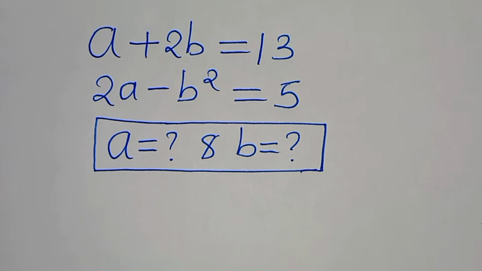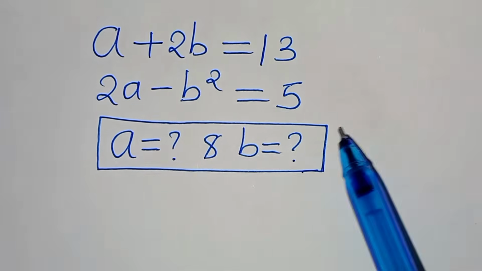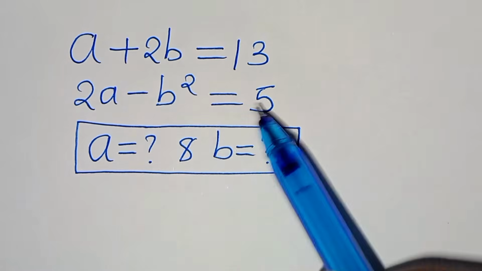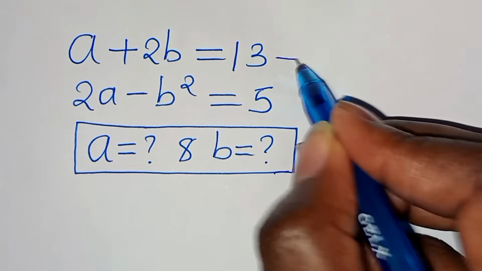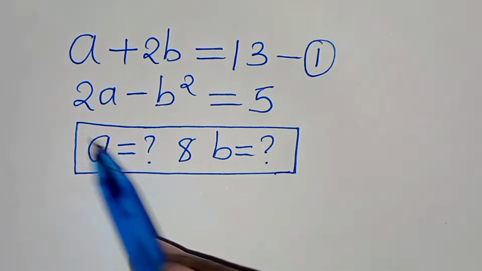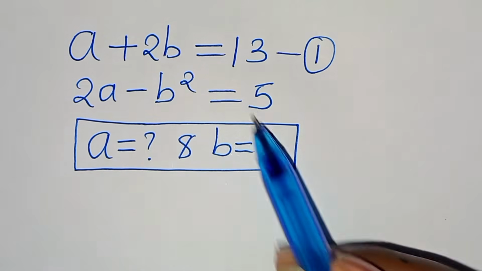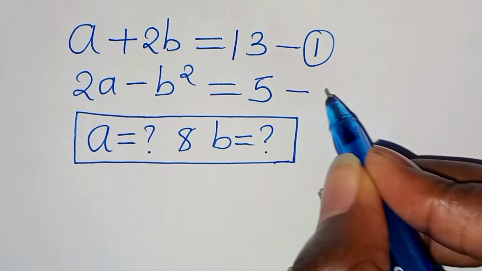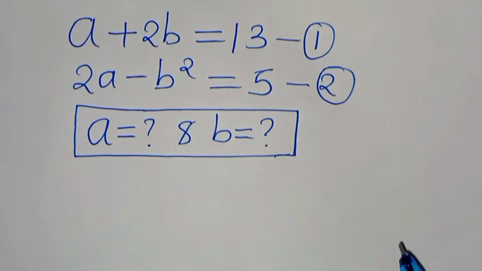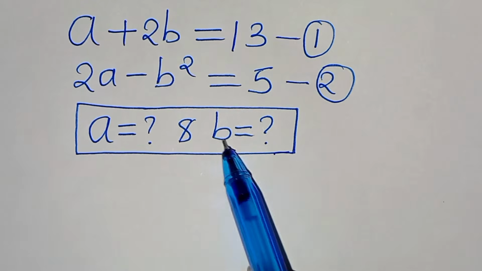You're welcome to solve this nice algebra problem, which is a plus 2b. This is equal to 13. Let's call this equation 1. And that 2a minus b squared, this is equal to 5. Let's call this equation 2. So what is the value of a and what is the value of b?